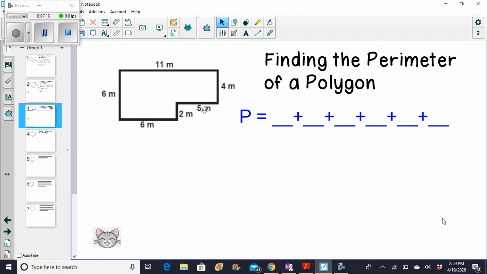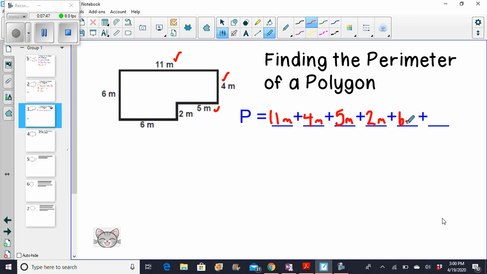11, 4, 5. Those are the first numbers that I'm going to be writing in here. And we're talking about meters. 11 meters plus 4 meters plus 5 meters. Go ahead and do this on your own, and I am doing it. So there's my 11, my 4, my 5, then I have 2, 6, and 6. Now, if I had a blank space and I was moving on, I should know then that I've got to go back and check that I missed a number somewhere.